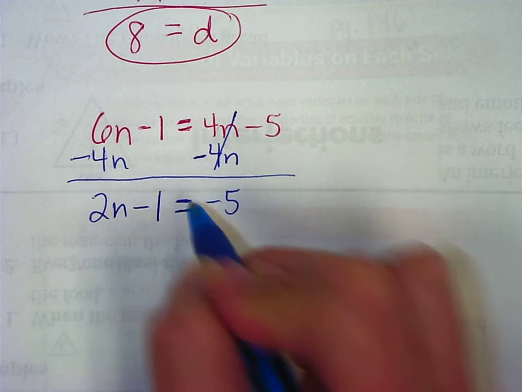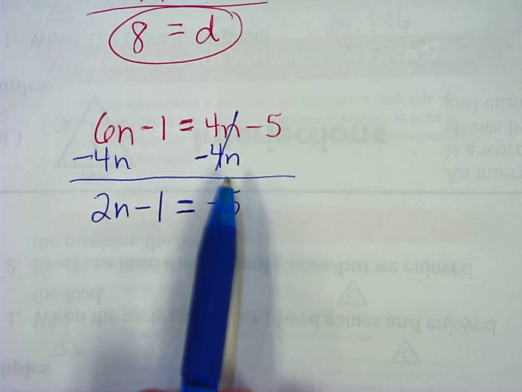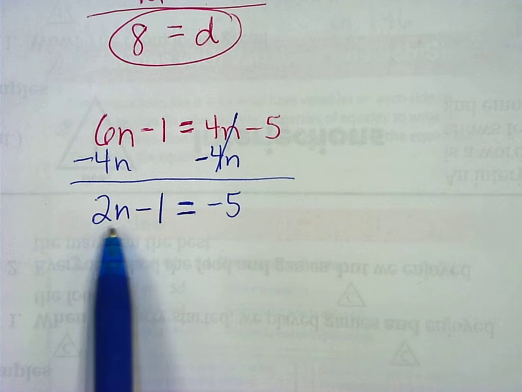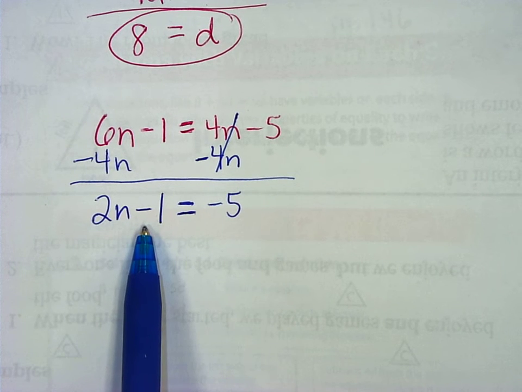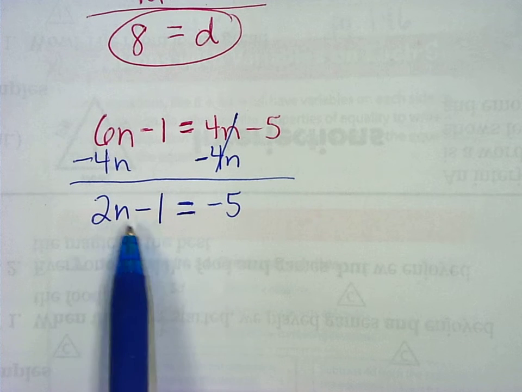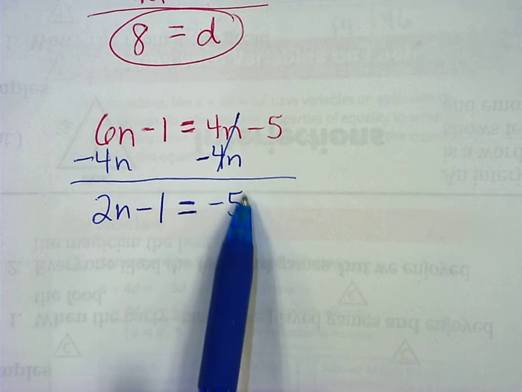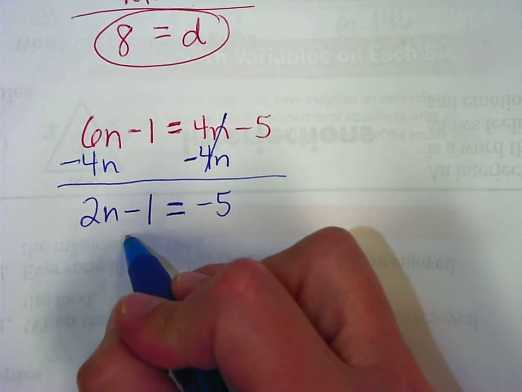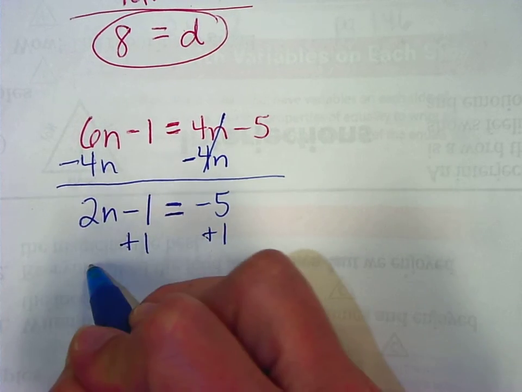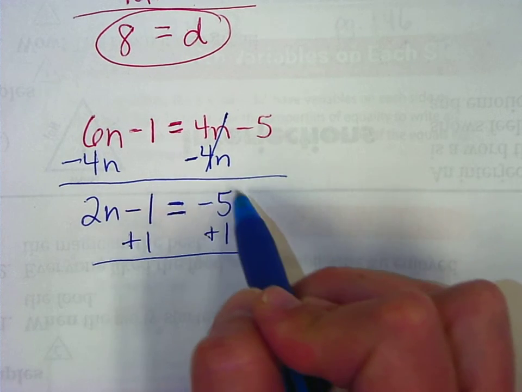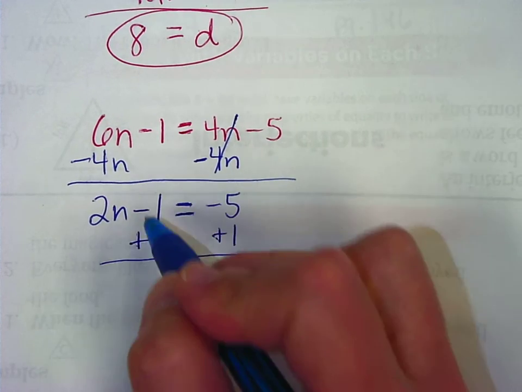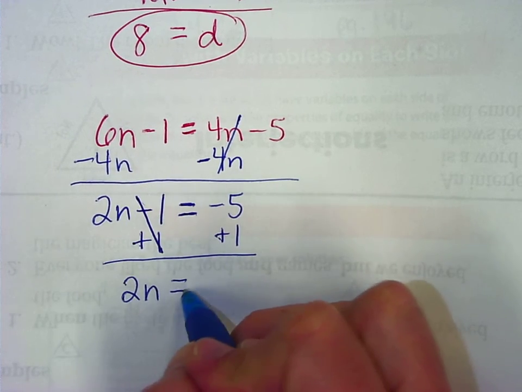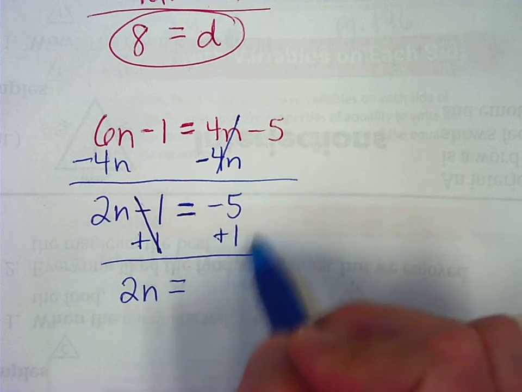So now what I have left is a two-step equation. So I move the 4n over and I have all my n's on one side. Now I need to do the exact same thing with my numbers. So I've got my 2n over here. Now I need to move the 1 over to the right side and combine it with the negative 5. So the opposite of this negative 1 is a positive 1. Remember, if you're moving something to the opposite side of the equation, you're going to do the opposite. So these opposites cancel each other out. I have 2n left on that side equals, now I'm going to combine these.